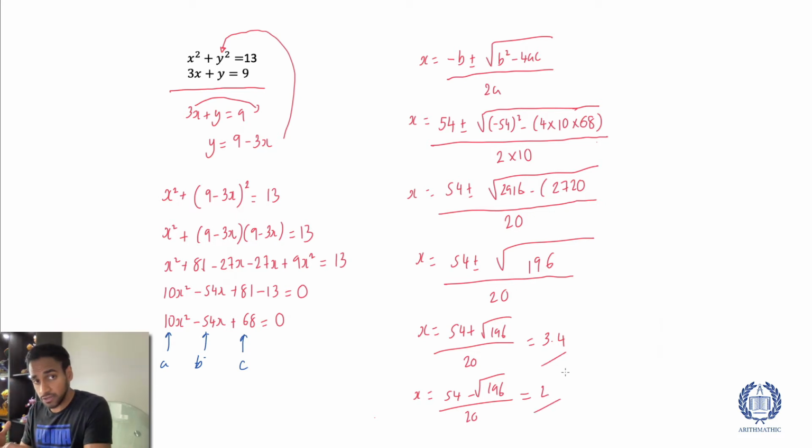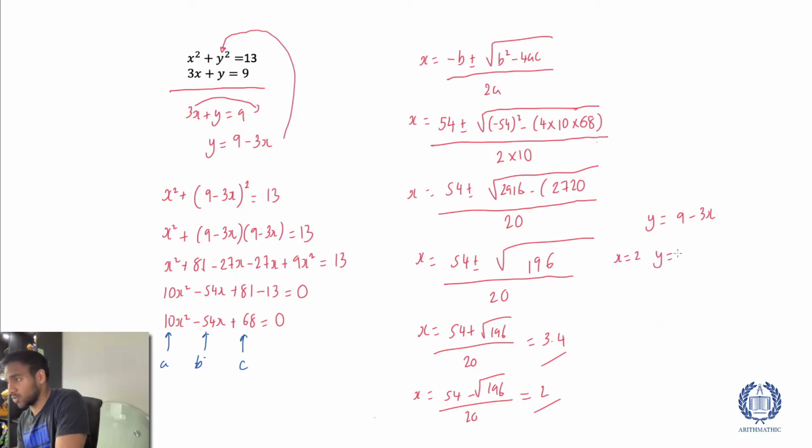Now, once you find your 2 x value answers, don't forget to find your y values. This is where a lot of people forget, right? And you miss marks. So if you remember our original equation, which is y equals 9 minus 3x, we're going to substitute these x values inside here, right? So when x equals 2, we're going to put that in. So y equals 9 minus 3 bracket 2, because we're substituting 2. So that's basically saying 9 minus 6. So y equals 3, right?